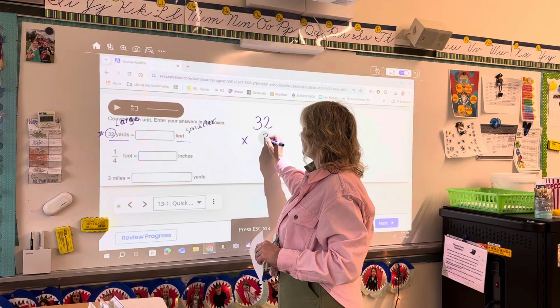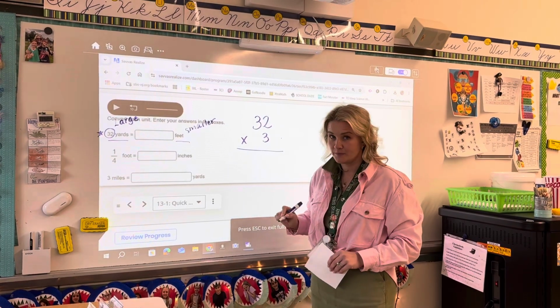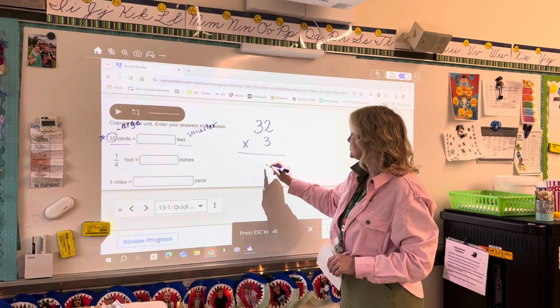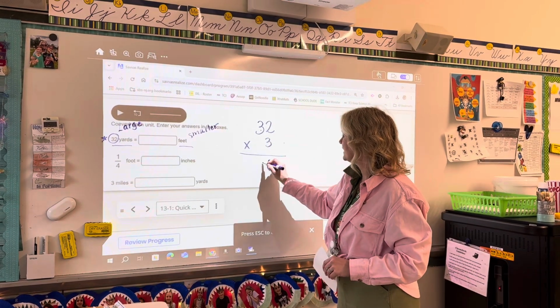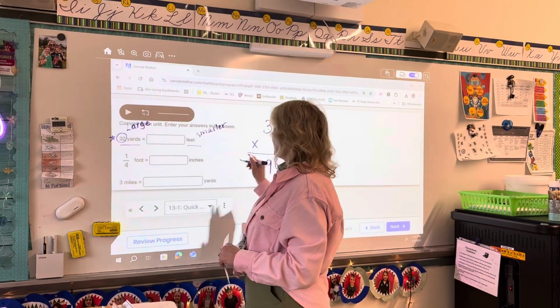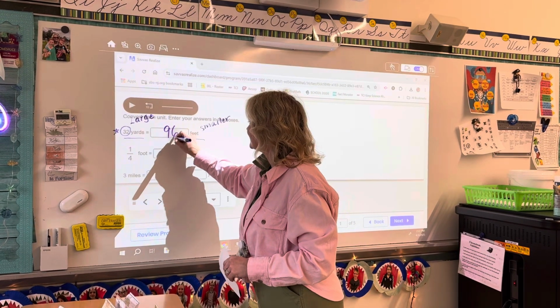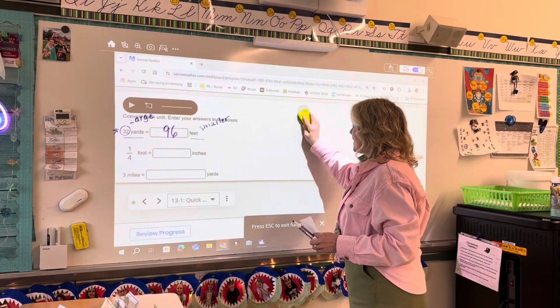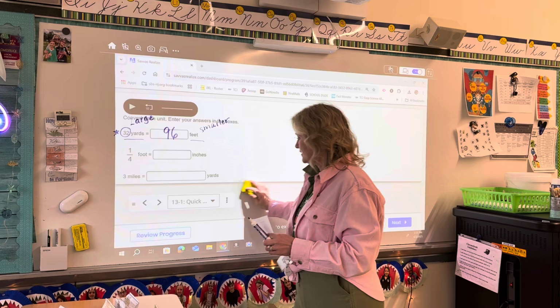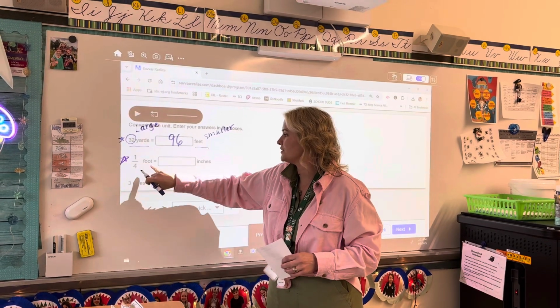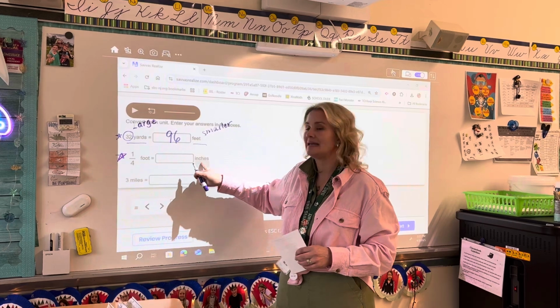They should be doing this work on separate paper to ensure that they're getting the correct product. So they should multiply 3 times 2, 6, 3 times 3, 9. They now know that 32 yards is equivalent to 96 feet. Next problem, they may also see a fraction. So on this second problem we're working on, we have 1/4 of a foot is equal to how many inches?